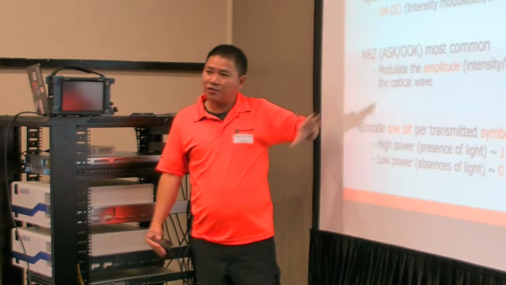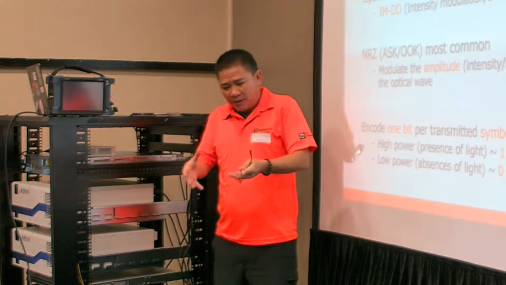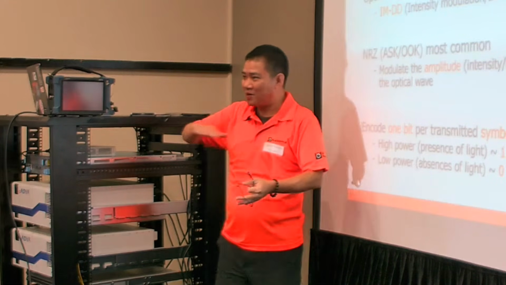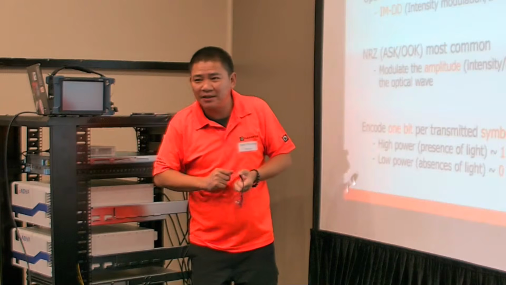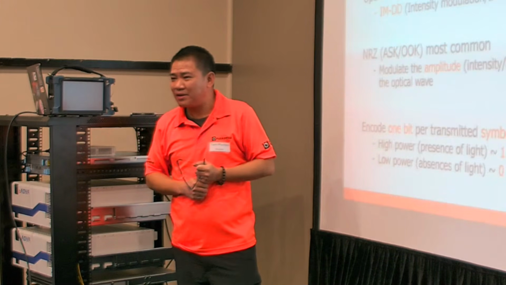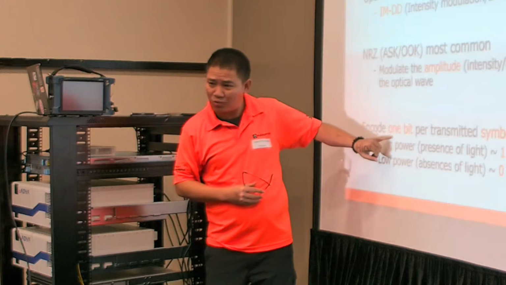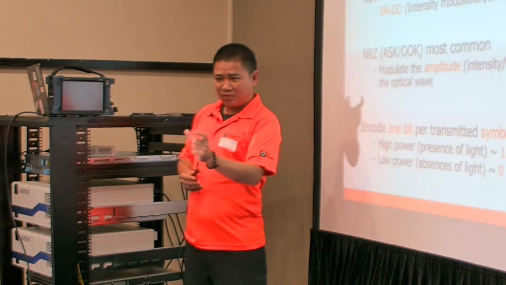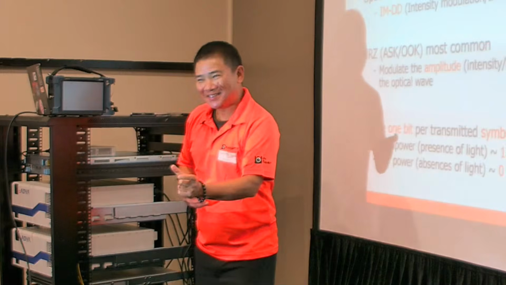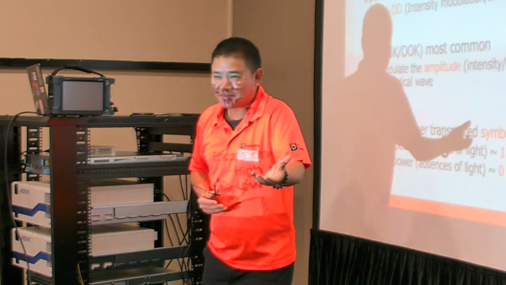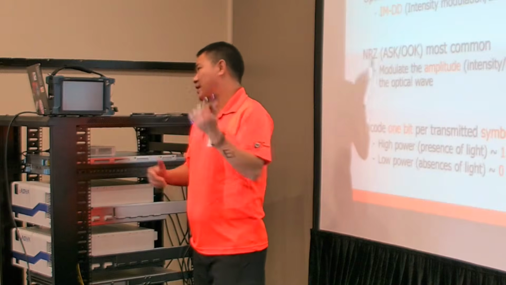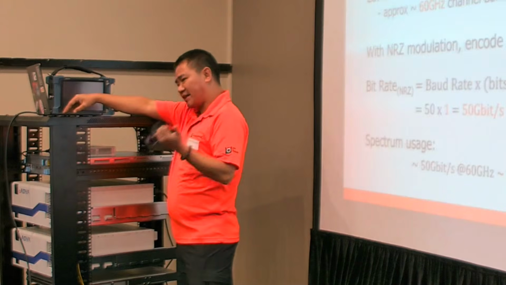Right? So remember, for example, if you had a 50 gigabaud signal, let's use 50 gigabaud as our standard. If we had a 50 gigabaud signal with NRZ, what's the data rate or bit rate I can achieve? I can encode 1 bit per symbol. I give you a 50 gigabaud signal, so it's 50 times 1, gives me 50 gigabits per second, because I can only encode 1 bit per symbol. Right? So that's the simplest modulation technique that we use.